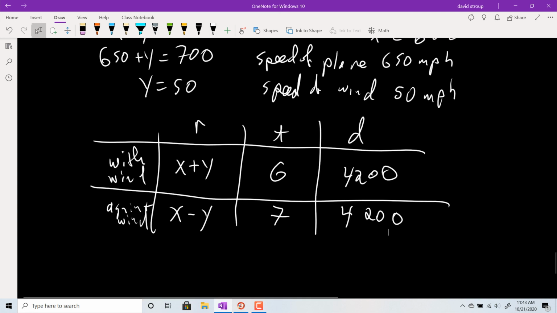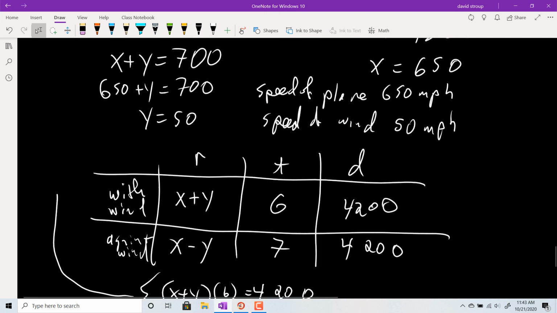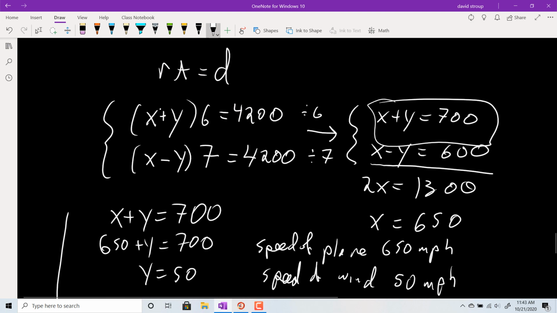And then you could use those. It's x plus y times 6 equals 4,200. So you just go straight across and make your equations. x minus y times 7 equals 4,200. And you get the same system as what we got. So either method you want to use, if you want to use a chart, that's fine.